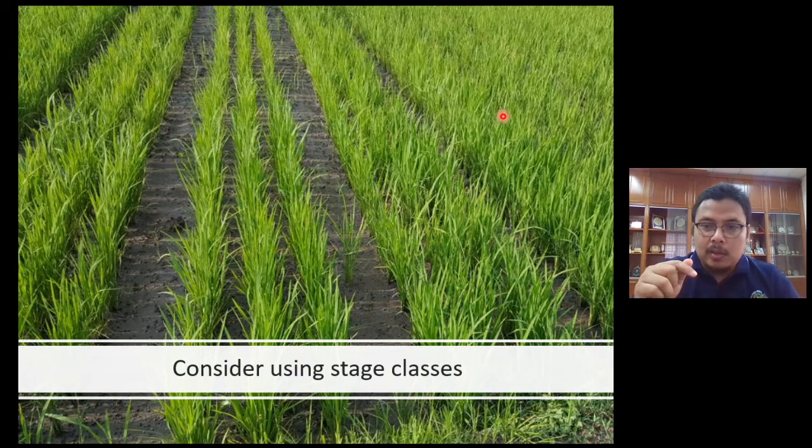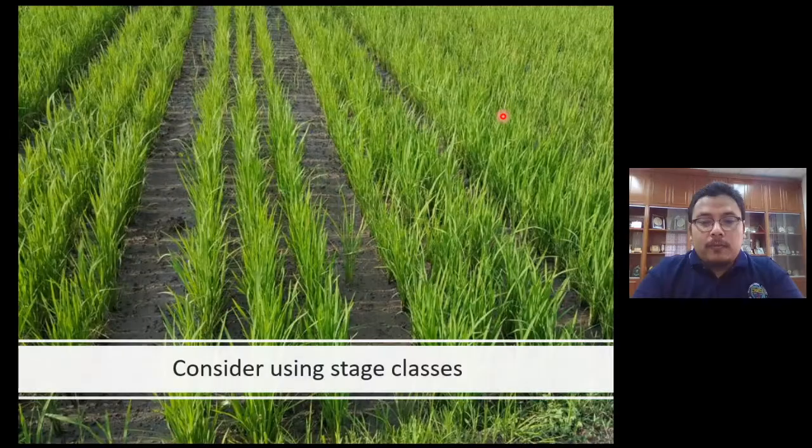stage classes. Of course, doing counts by stage class requires more time, but in many situations the additional information warrants the extra effort. You can get a better representation of the density of the area, especially if you want to determine the density changes of the same site over certain periods of time, especially due to mortality or recruitment. So plants can die, and also plants can emerge from the seeds and everything.